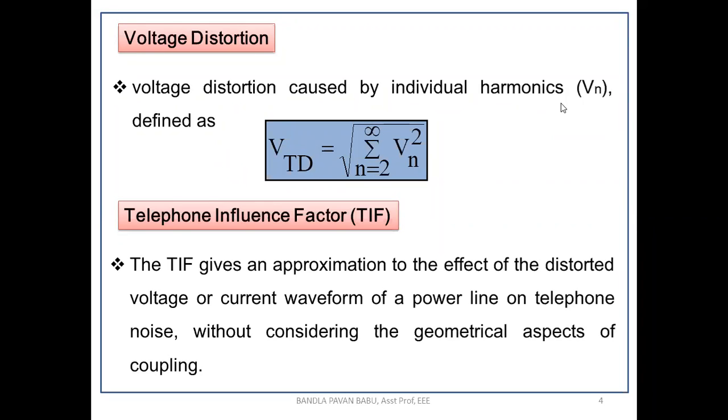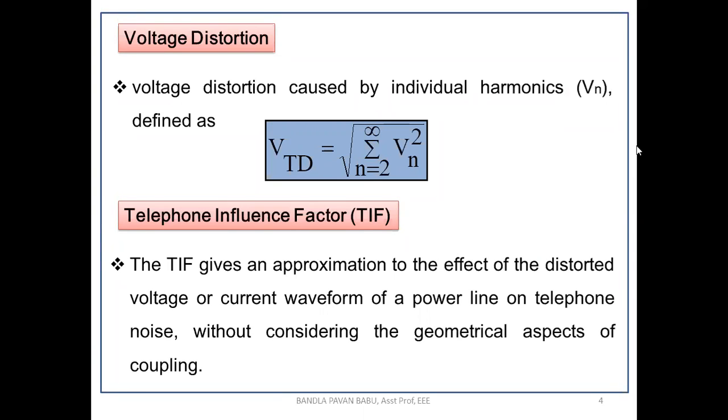Individual, in the sense, what does it mean? Third order is an individual component, fifth order is an individual component, so 5, 7, 11, 13, 17, 19, 21, likewise. These orders of frequencies are individual components. As I said before, if the order is high, the severity will be less, so the effect on the system will be less.